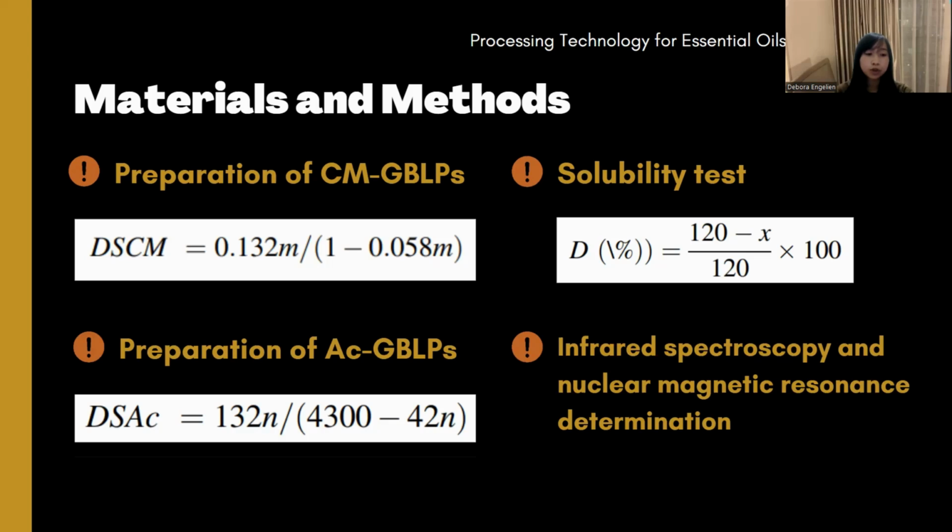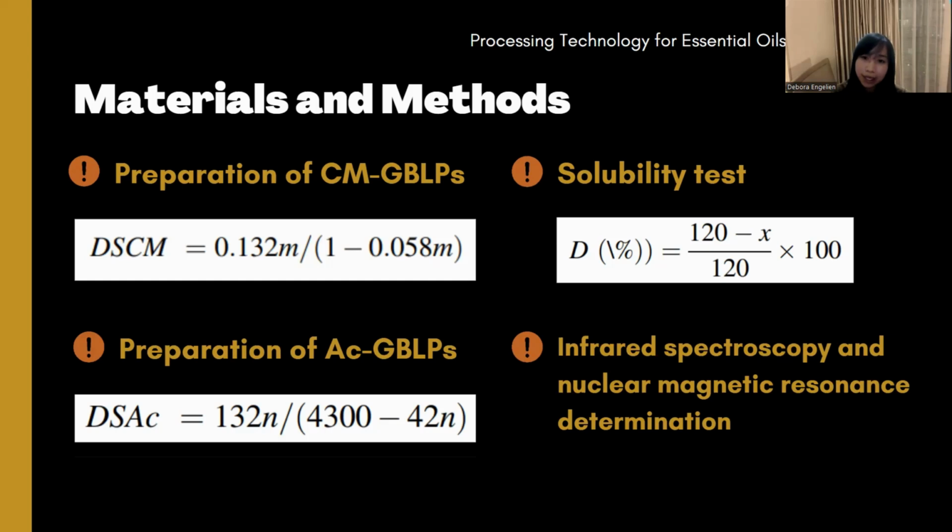And then 20 milligrams of AC-GBLPS was added to 10 milliliters of sodium hydroxide solution, 0.1 mole per liter, and stirred in a water bath at 50 degrees Celsius for 2 hours. And then the solution was titrated with 0.01 mole per liter HCl using phenolphthalein as indicator. It's the same, and then the substitution of AC-GBLPS was calculated. And then we are going to find the following equation as on the screen, symbolized by DSAC: 132N divided by 4,300 minus 42N, where N is the amount of acetyl group calculated from the titration.